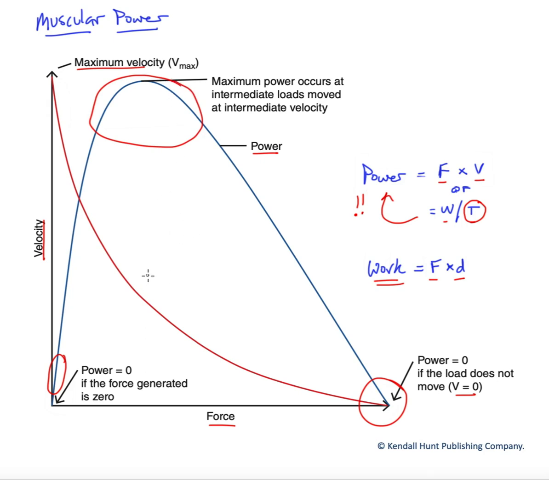When velocity of shortening or movement of the load is moderate, but we're moving a fairly large load, right? Our force generation is high. That's going to give us our peak power, which is going to be measured in either watts or horsepower.